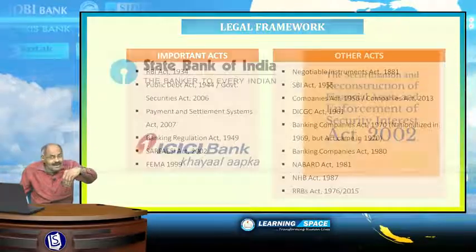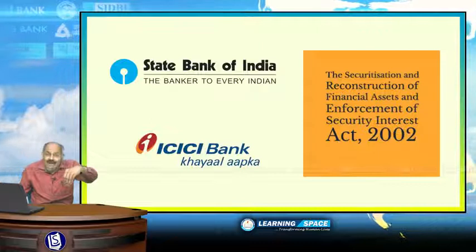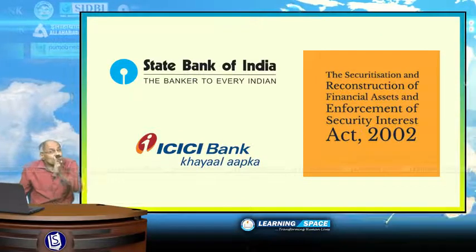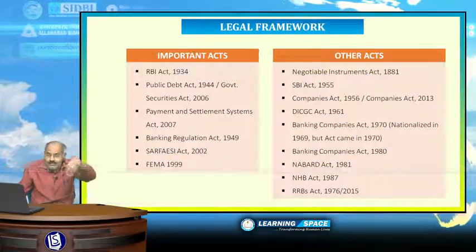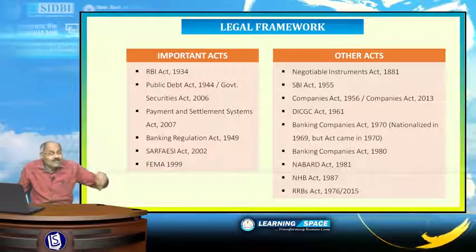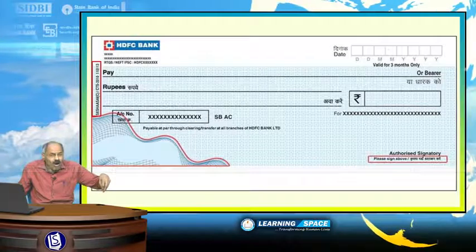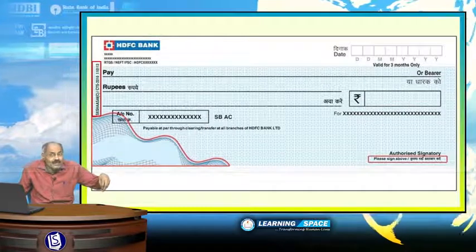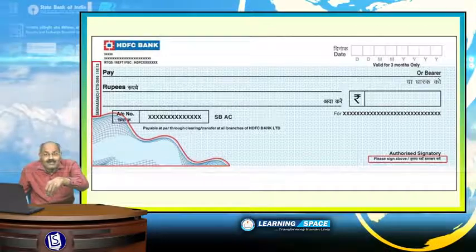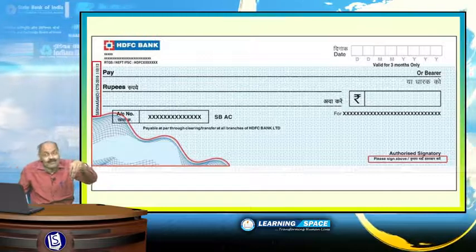To recover bad loans, the SARFAESI Act was brought in the year 2002, and whether its provisions are enforced or not is to be looked after by the Reserve Bank of India. If you look at other acts, there is the Negotiable Instruments Act. Under the Negotiable Instruments Act, one example is cheques. Whether the rules and regulations for all the cheques or instruments under this act are being followed or not, the Reserve Bank will see.